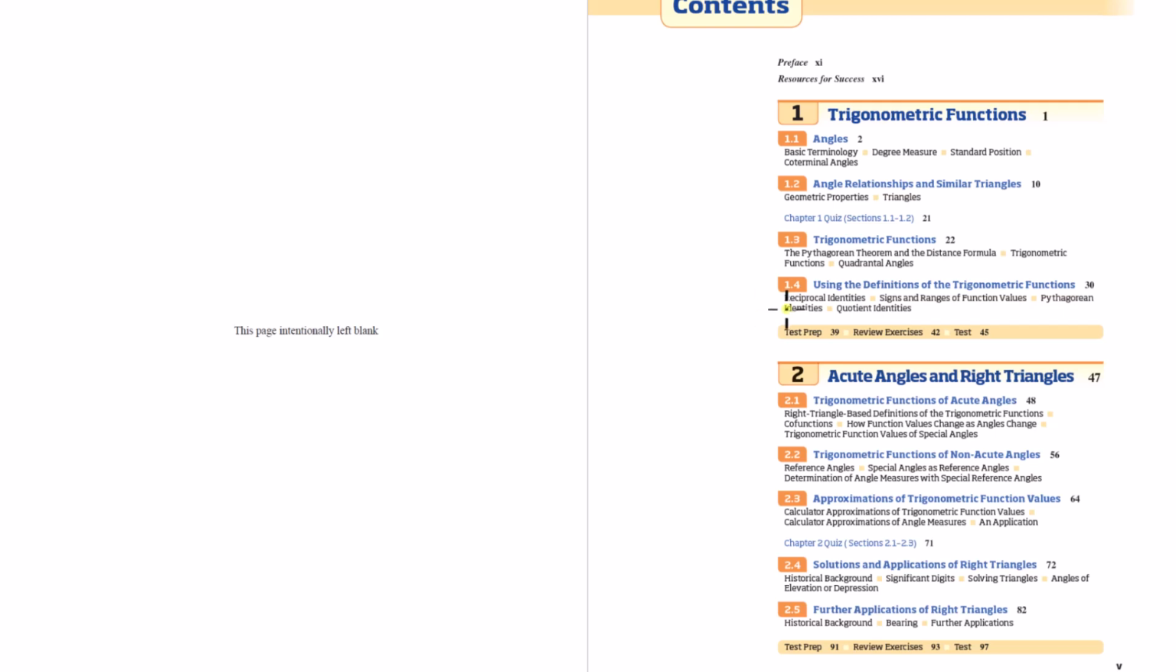So you can see here we're going to talk about reciprocal identities, Pythagorean identities, quotient identities. But then in chapter 5, we're going to go over all of the identities, including these identities again. But again, I think in this section, it's really important that we get very comfortable with the domain and range of all of the trig functions.